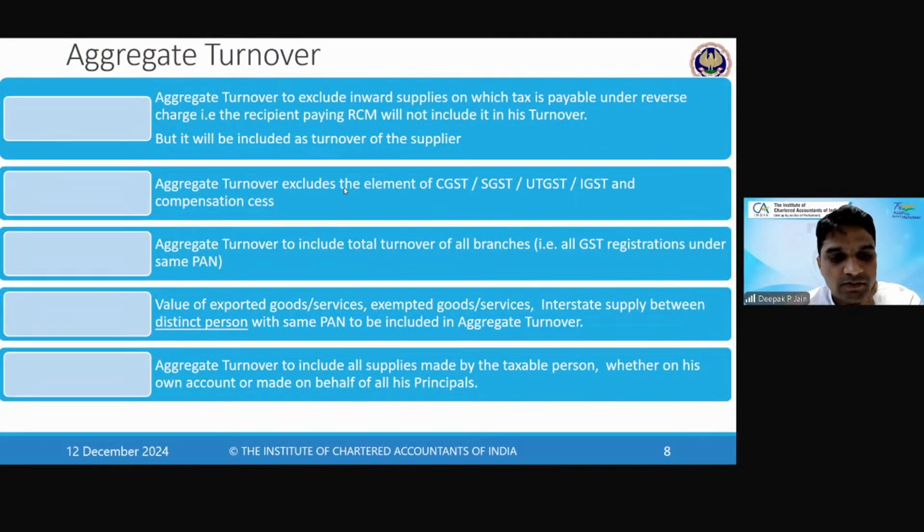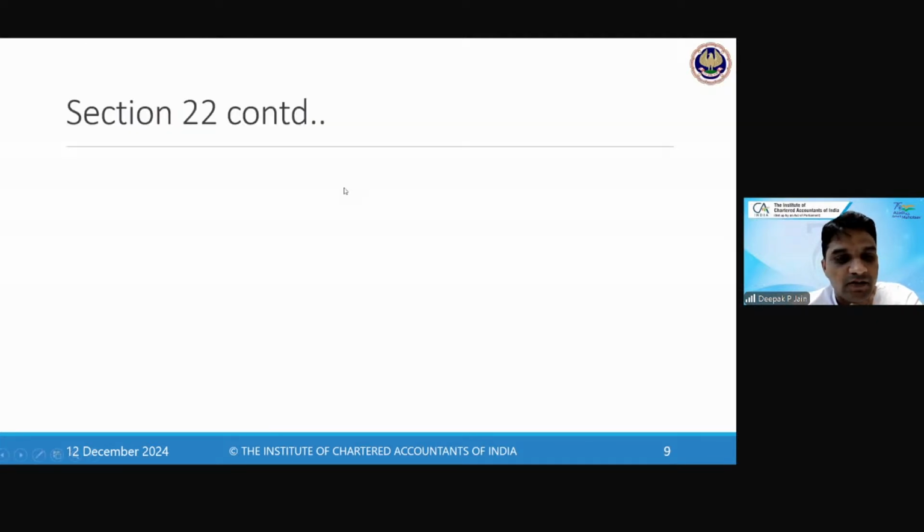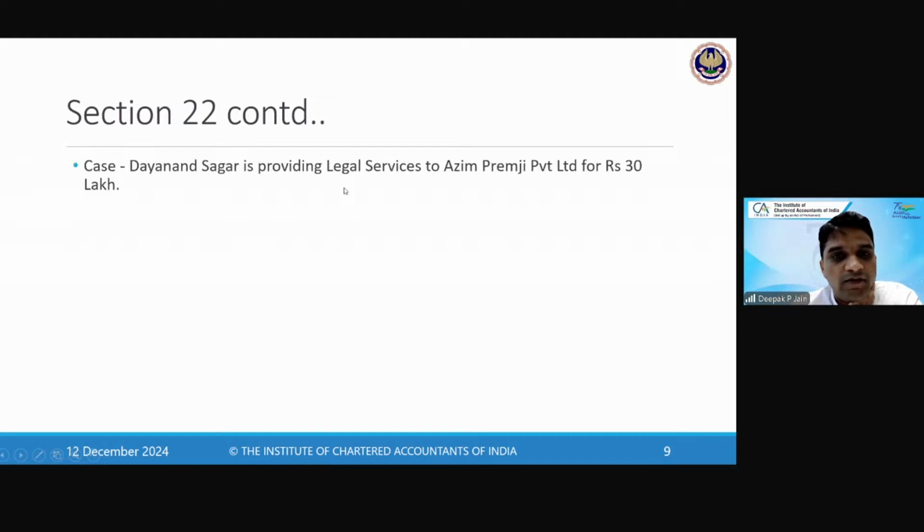Okay. So we have understood what is aggregate turnover. Now, we'll take some examples to understand what happens in what scenarios. Dayanand Sagar is providing legal services to Azim Premji Private Limited for rupees 30 lakhs. Now, in this case, please tell me, it will be included in whose aggregate turnover?